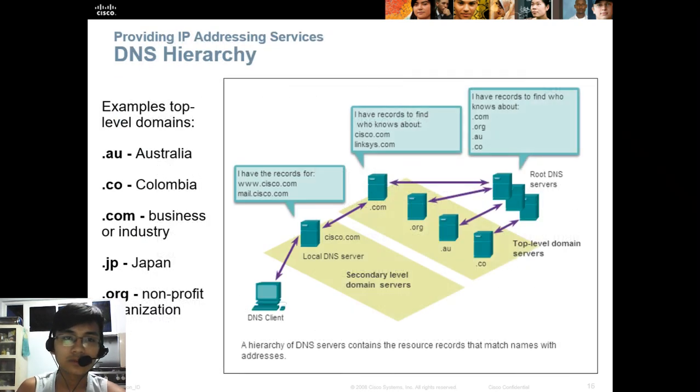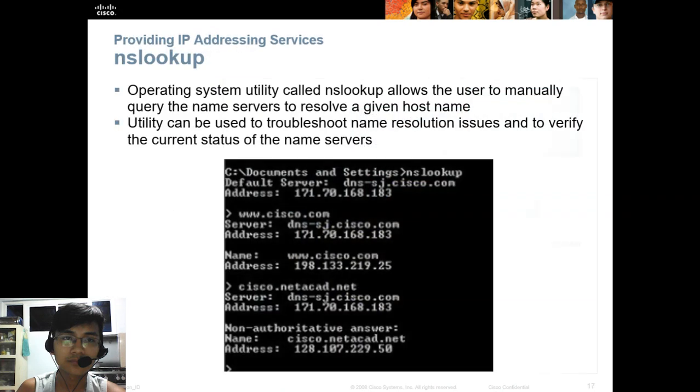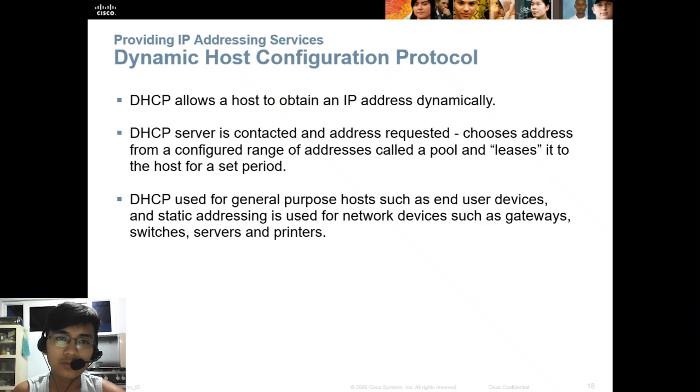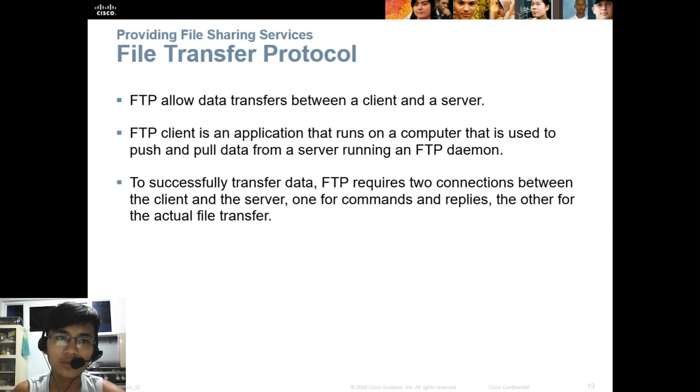DNS lookup. The operating system utility called nslookup allows the user to manually query the name servers to resolve a given host name. The utility can be used to troubleshoot name resolution issues and to verify the current status of the name servers. Dynamic Host Configuration Protocol: DHCP allows a host to obtain an IP address dynamically. File Transfer Protocol: FTP allows data transfer between a client and the server.